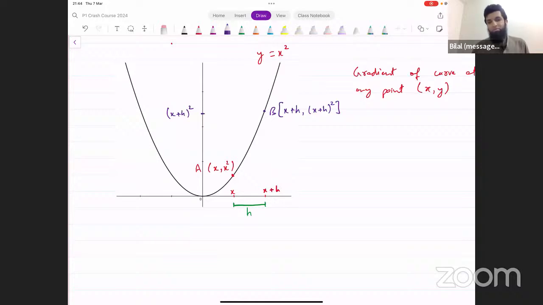All clear until this point? Any problems, any confusion until this point? No, sir.